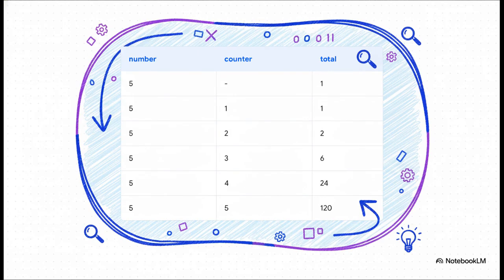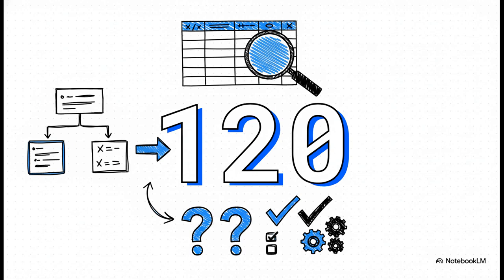And here it is, our completed trace table. Just take a look. You can see the entire journey of each variable, clear as day. The number variable, it never changed. The counter ticked up faithfully from 1 to 5. And the total, well, it grew with each and every step. It's a complete visual story of our code's life. So, the final line of the program is to output the value of total. And according to our trusty table, that value is 120.